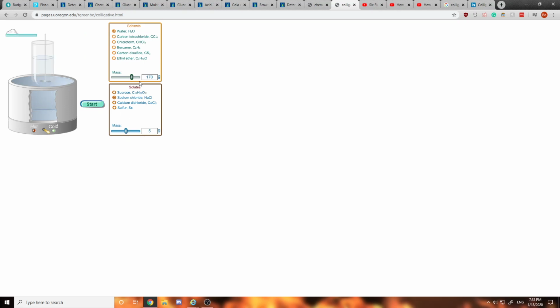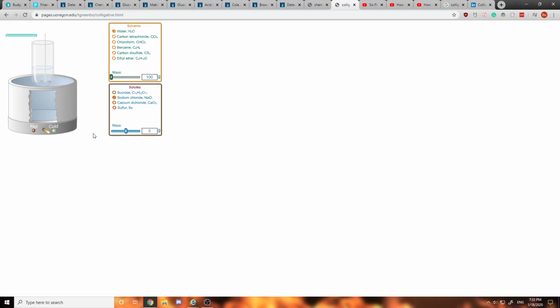If we reset again, what if we decreased the mass of our water to 100? What happens to the concentration? Hopefully you answered the concentration would go up. Remember, concentration is moles of solute over liters of our solvent or solution. If our solution is 100 milliliters rather than 170, keeping the mass the same, our solute the same, obviously our concentration would go up.